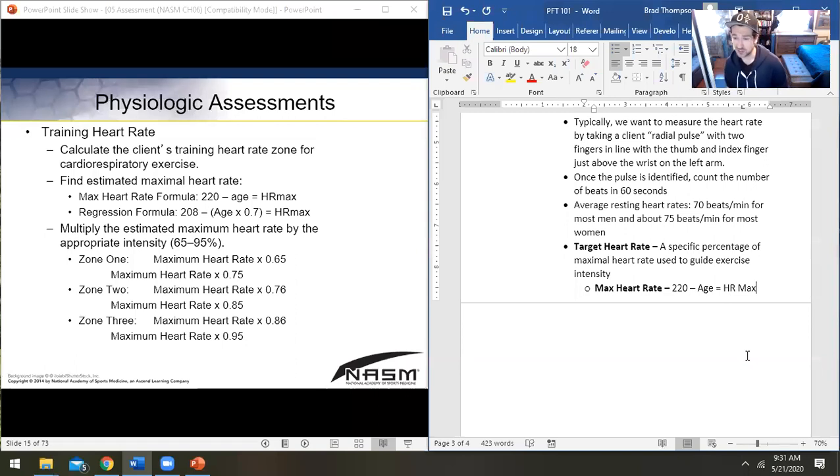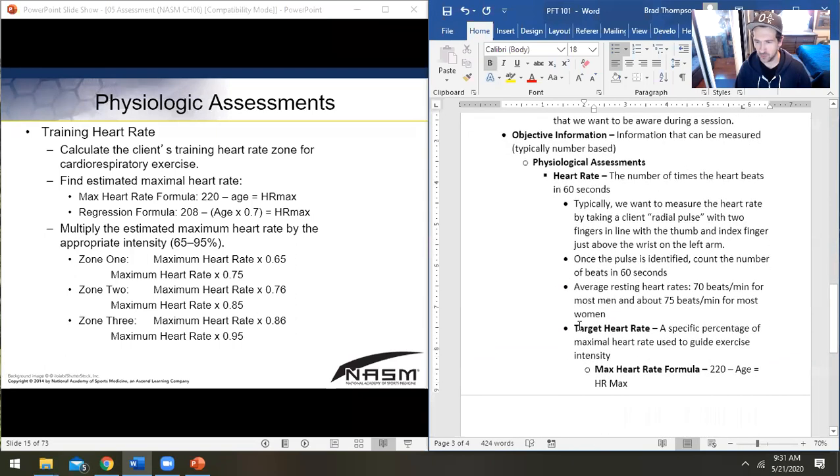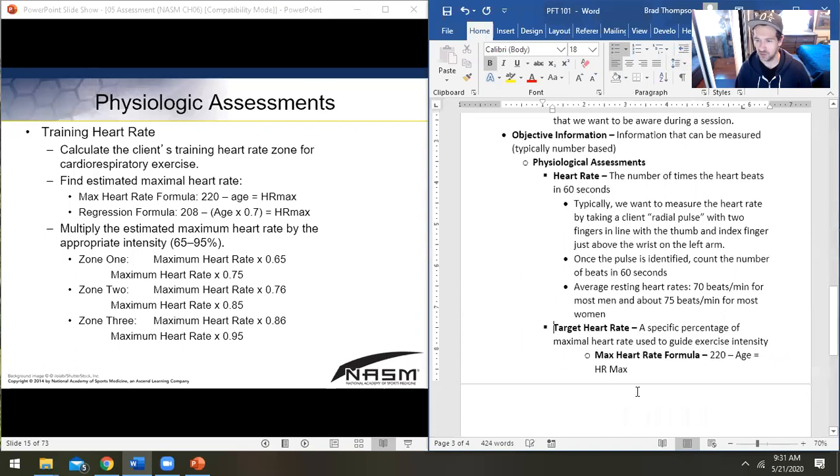For the record, there's actually a max heart rate formula. You know what? I'm going to move this back one just so we have a little bit more room. These notes get lengthy. Okay. Still didn't work.